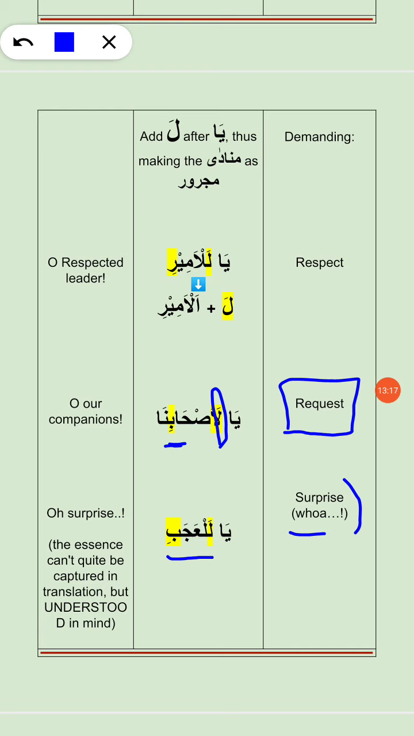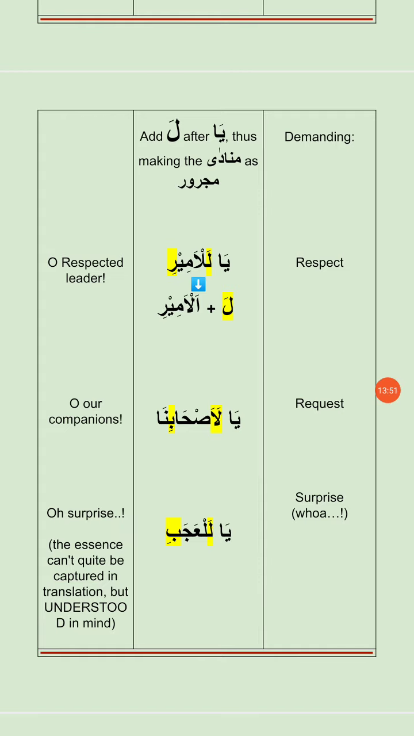It's perfectly all right. So these three things: whenever you need to show respect to the munada, or you need to request the munada, or it just gets out of your mouth as a reflex, just like whoa. You don't plan to say whoa, you just say it, right? So that's the thing. What do you do? You simply add this la after ya, all right, and thus the munada becomes majroor.